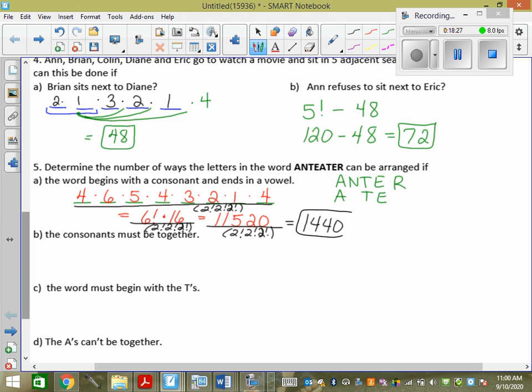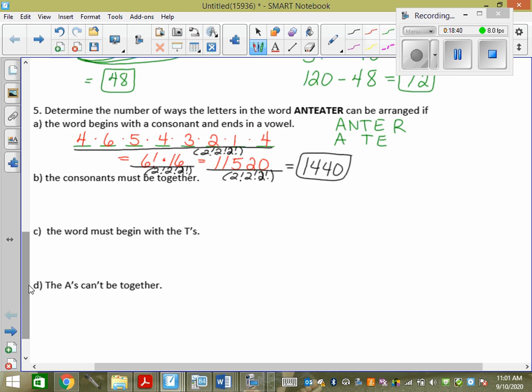I just did what you did. I added them up instead of multiplying them, Maddie. I divided by 6 and 8. You might have typed in 1,500. Yeah, maybe. Let's do the next one. The consonants must be together.